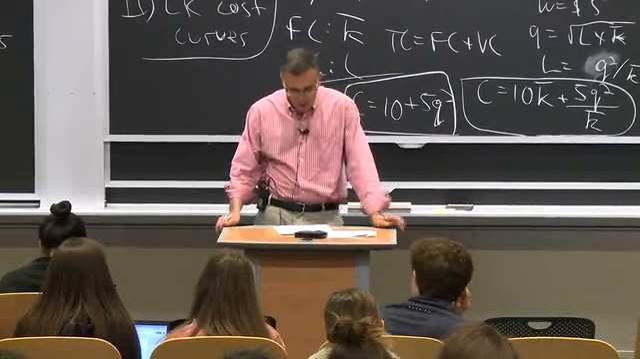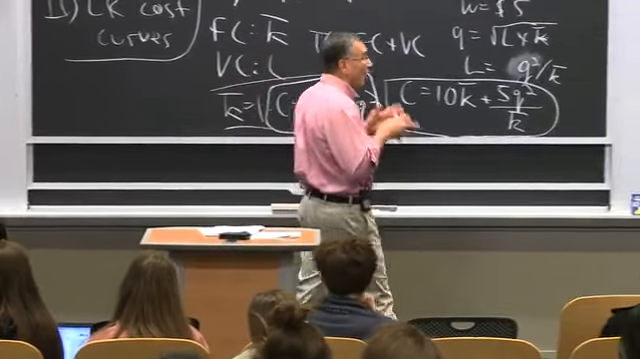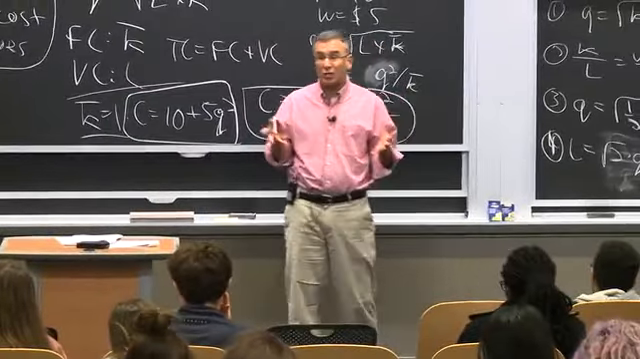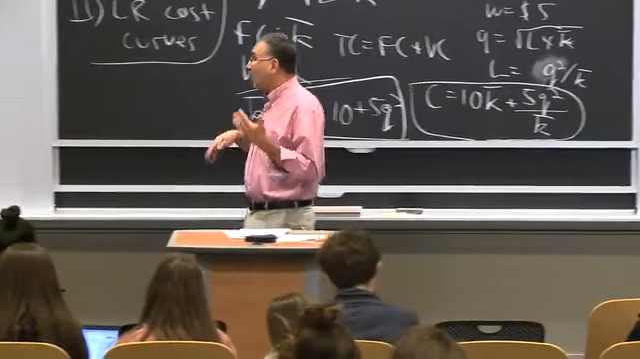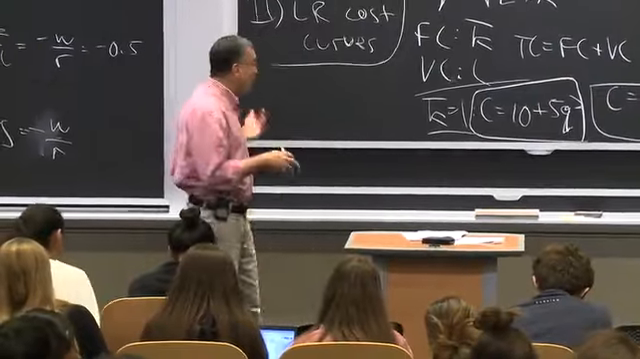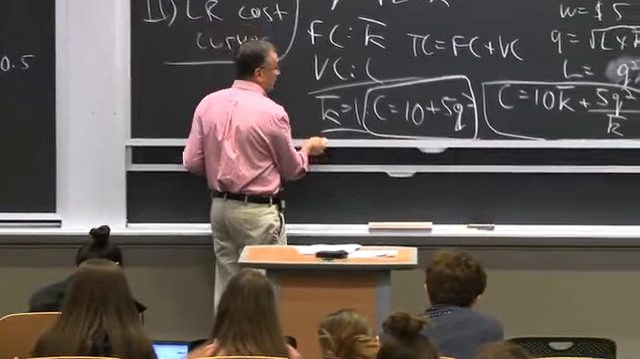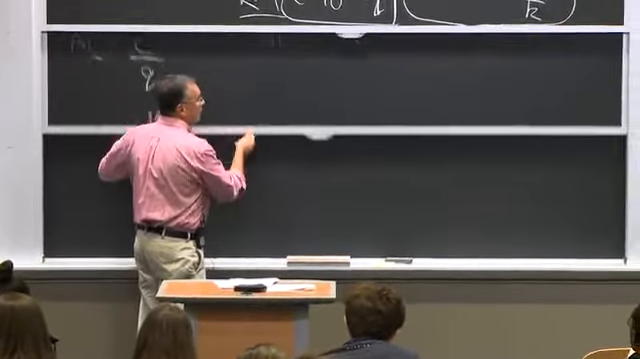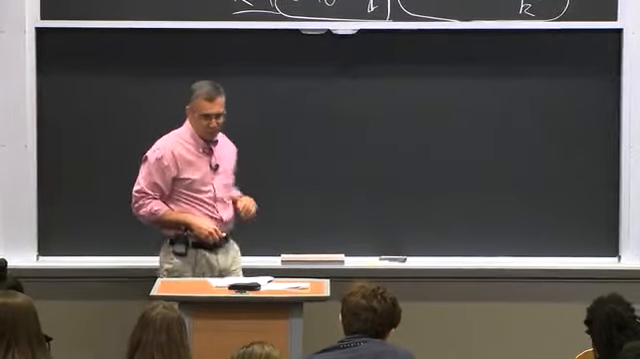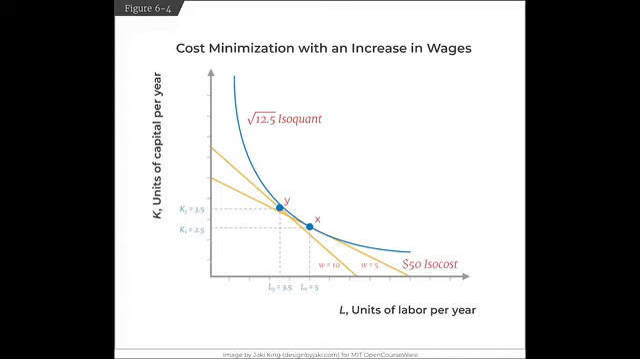Okay. So now, armed with this, let's talk about what happens when input prices change. We talked about with consumer theory what happens when the price of pizza and cookies changed. What happens when the price of labor and capital changes? So let's talk about changes in input prices. Let's go to figure 6.4. With the same production function, square root of L times K, we're not changing our production function. We're going to change the wage-rental ratio.